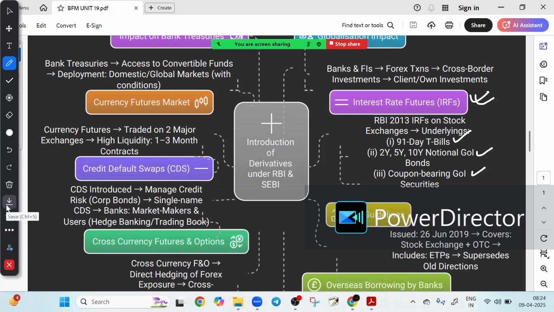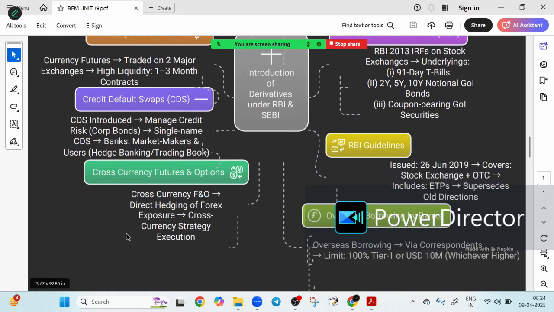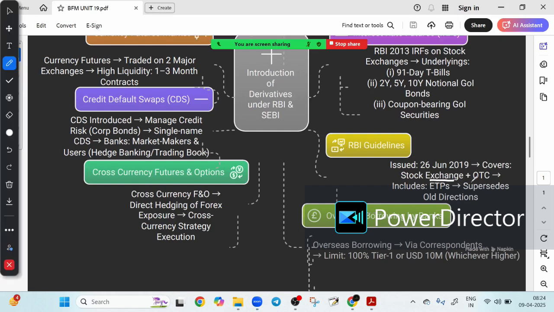What about the RBI guideline? On 26 June 2019, RBI issued a comprehensive guideline covering both exchange traded and OTC derivative. You know about the difference? You should know the difference between exchange traded and OTC derivative. So these guidelines even cover ETP also, right? And replace earlier outdated direction, which was a much needed regulatory refresh.